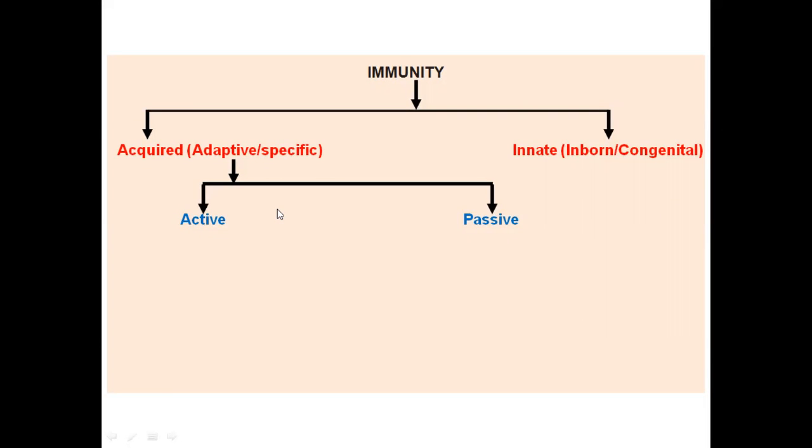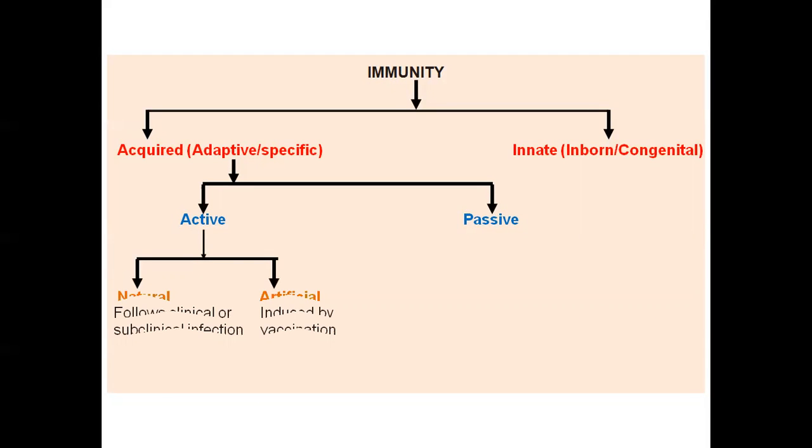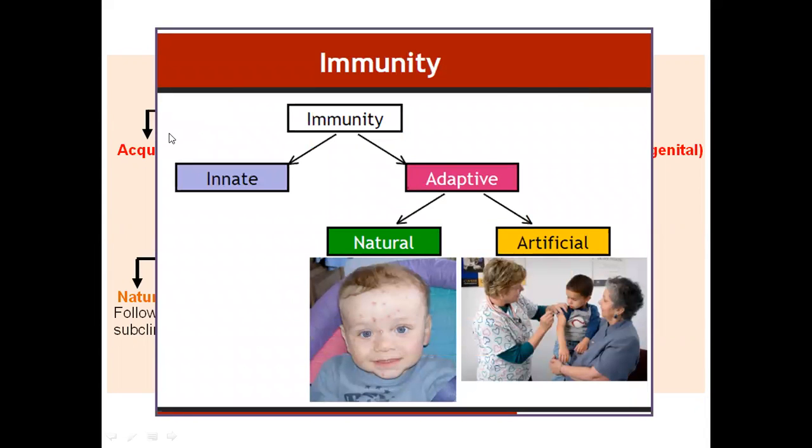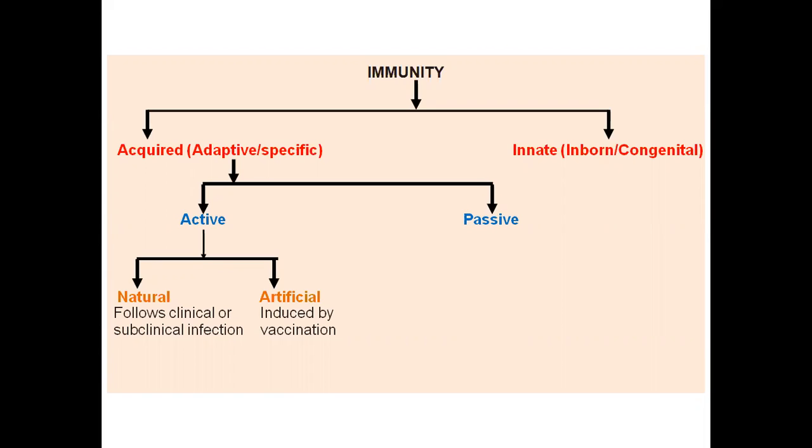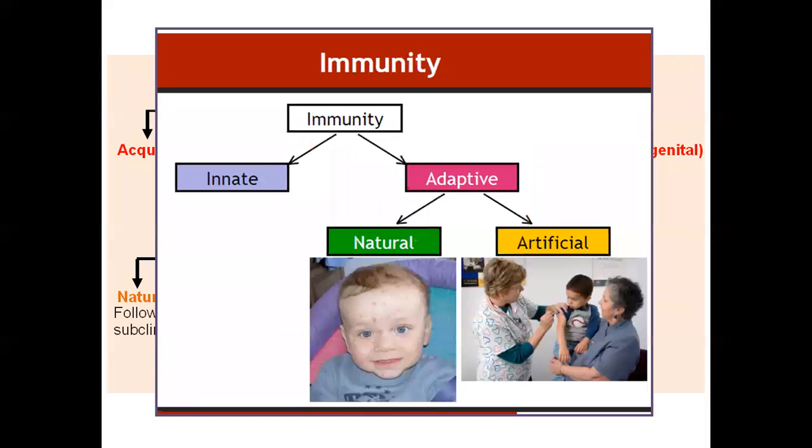Actively acquired immunity is of two different types: natural active acquired immunity and artificial active acquired immunity. Likewise, passive immunity also has two types: naturally passive acquired immunity and artificially passive acquired immunity. We will discuss these types. First, let us discuss natural active and artificial active acquired immunity. In natural acquired immunity, our body gains immunity against a particular pathogen, infection or antigen naturally, like measles.